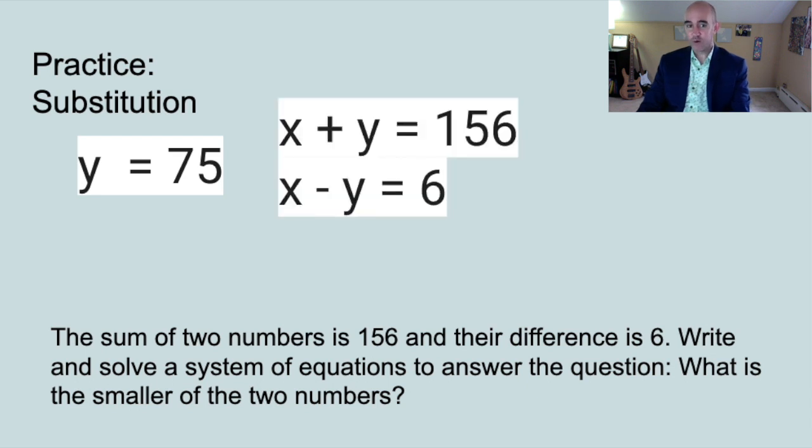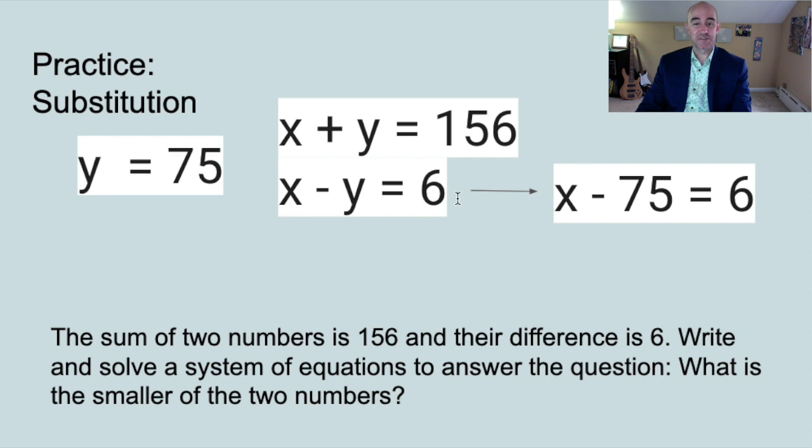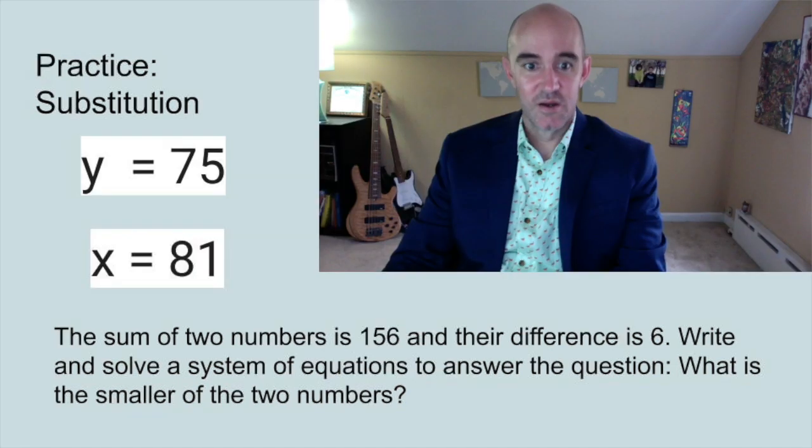If we know the value of y, the value of x that makes each of these true should be the same. That's what it means for it to be a solution to the system. So let's try the second one. x minus, well, y is 75, equals 6. Solve that for x, we get x equals 81. I promise if you do it with the first equation, you'll get the same answer. So now let's answer the question. What is the smaller of the two numbers?